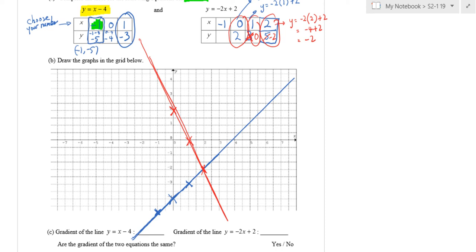X lah, what Y? Can you tell me what point is this? 2, -2.